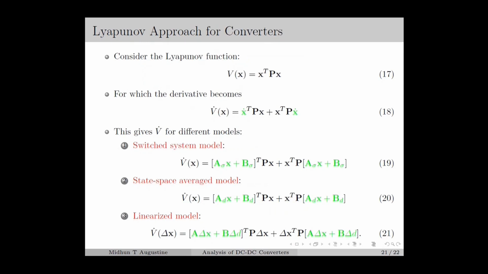The most commonly used Lyapunov function is of the form of a quadratic function, which can be represented as V of x equal to x transpose Px, where P is some positive definite matrix which is to be determined.